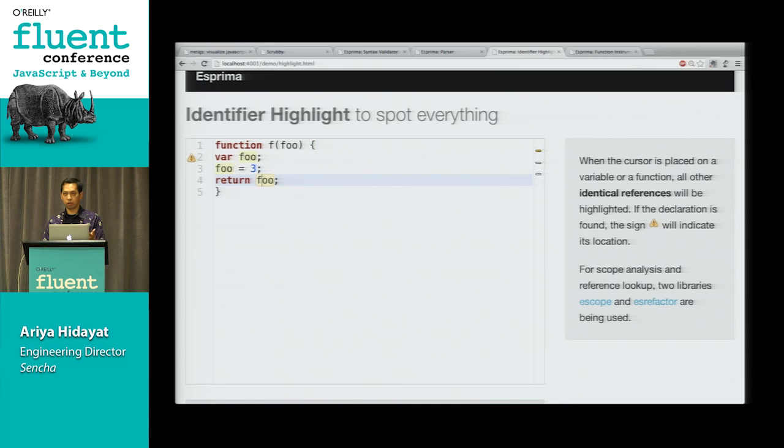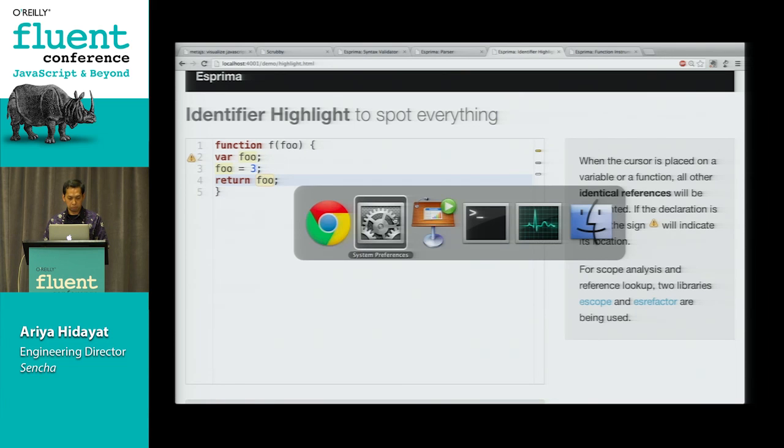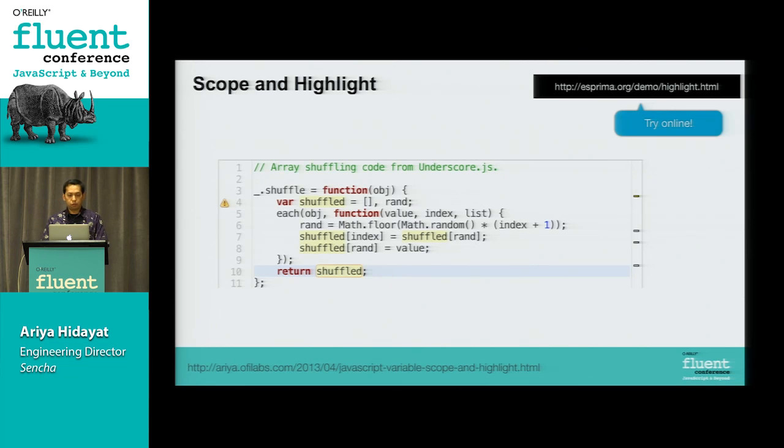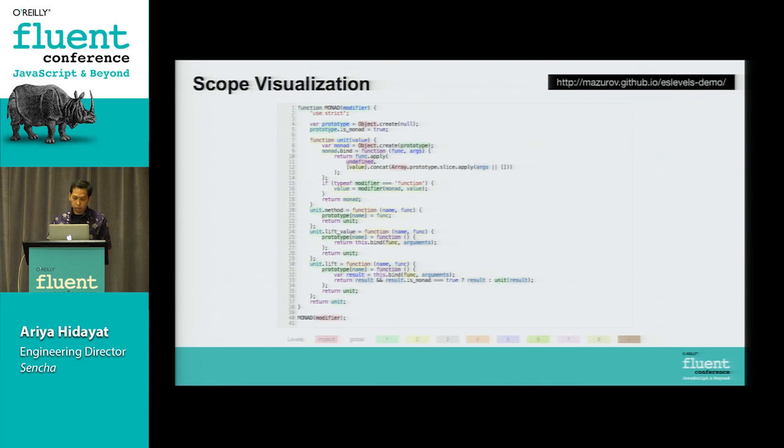So it doesn't highlight the function parameter because it knows your variable shadows that parameter. So you can build a lot of cool stuff with this. One of them is scope visualization, a nice project. Yes, levels. You can try it at this URL.